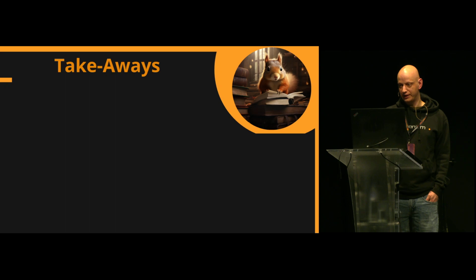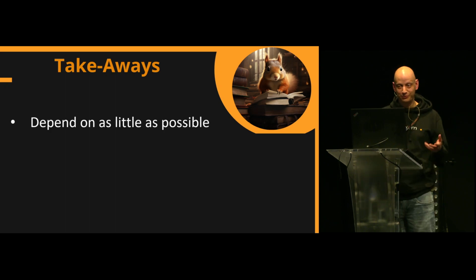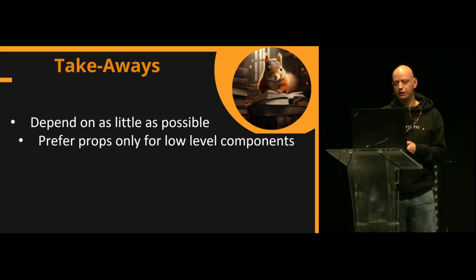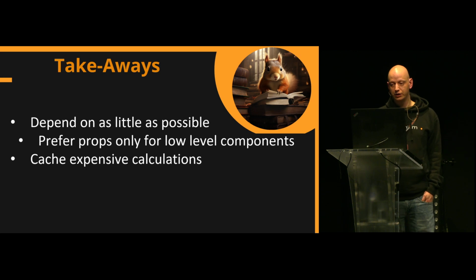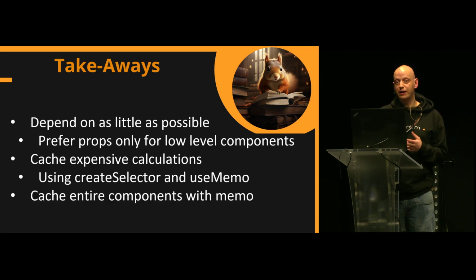So what are the takeaways? Depend on as little as possible. It's very obvious, of course, but you easily depend on more than you really need to. And then, of course, unnecessary re-renders happen when they can be avoided. And also when you're creating low-level components, it's best to not depend on any state, but just work with props. And then, of course, cache expensive calculations using create selector and use memo, or cache the result of entire components with memo.